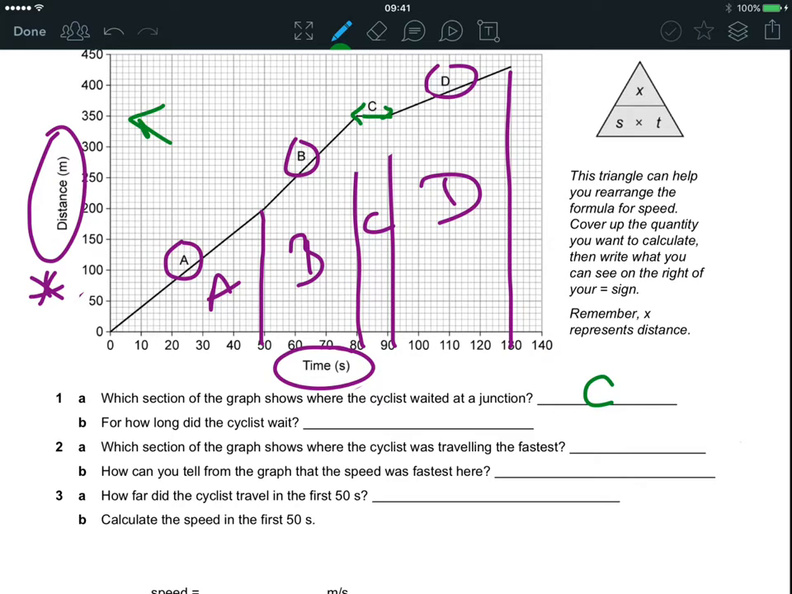How long did the cyclist wait? Well, we've got to read off the x-axis for this one. So how long was he stationary for? Well, it started at 80, ended at 90, so that is 10 seconds.